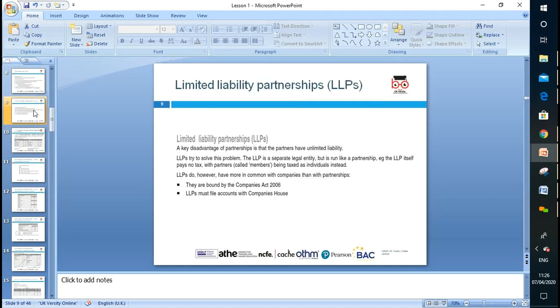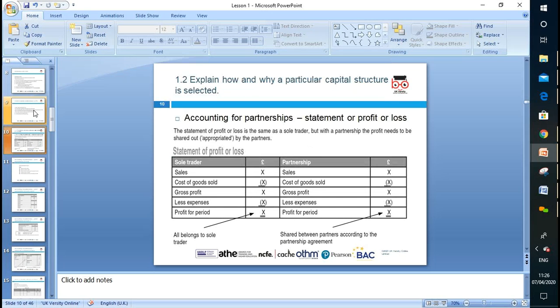So we learned different types of ownership: sole trader, partnership, limited company, and charity. These are the four major categories of types of ownership. Whether you are a manufacturing company or otherwise, we can prepare different accounts under different types of ownership. If we are a sole trader or partnership, we can prepare the profit and loss account.